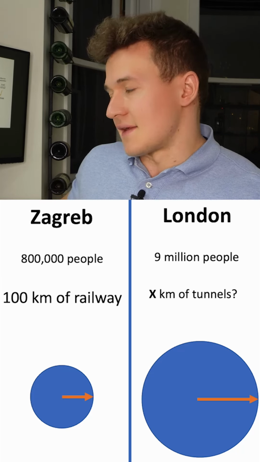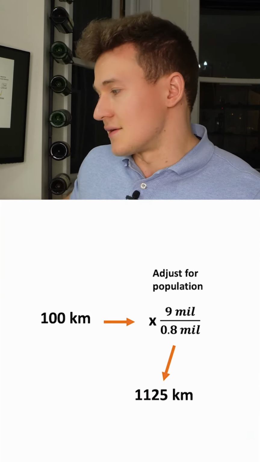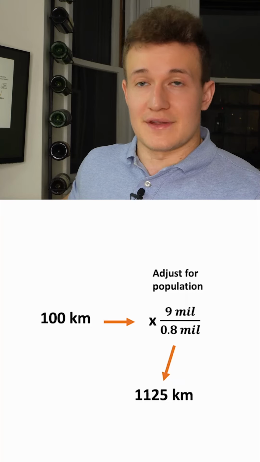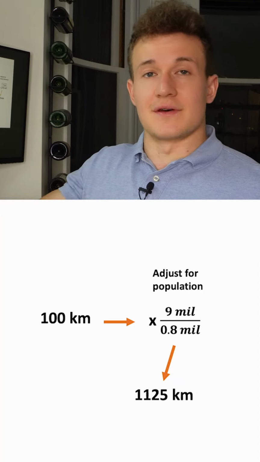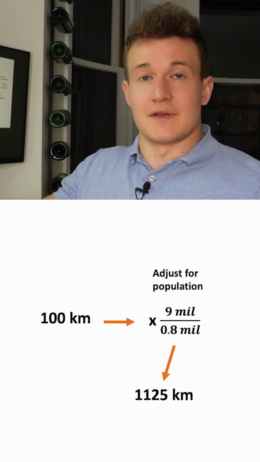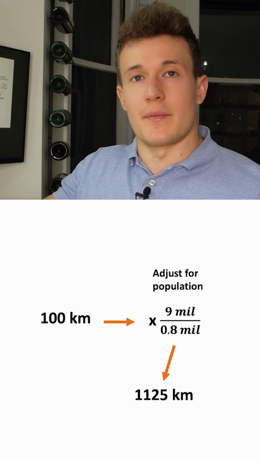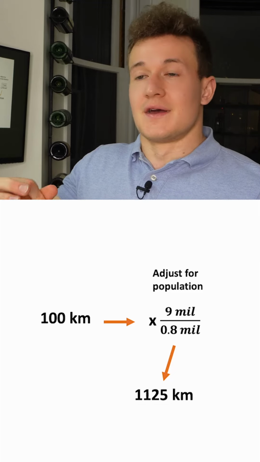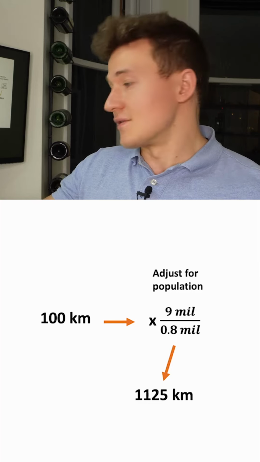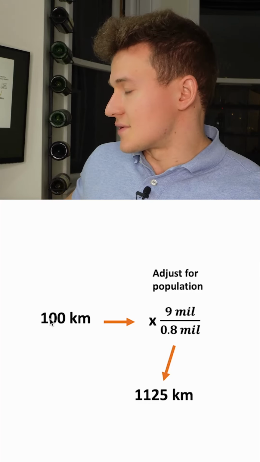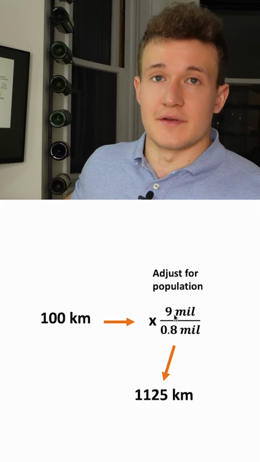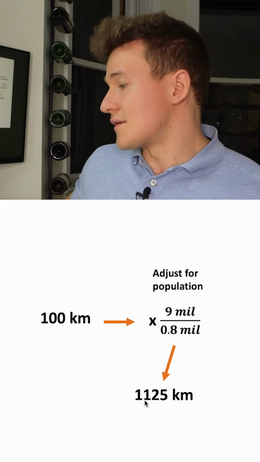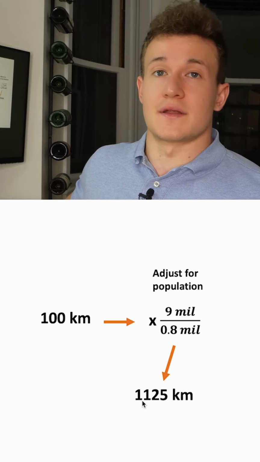Now, how do we make this estimate? Well, first of all, let's start with the 100 kilometers that I have in Zagreb. We could just make the very blind and simple assumption that the total length of the public transport system in this case is proportional to the overall population. Because if there are more people, obviously there needs to be more distance so that they can travel in total. So we have the 100 kilometers, and let's just multiply this by the ratio of the population. So 9 million divided by 800,000. And that gives us a total length of roughly 1,125.